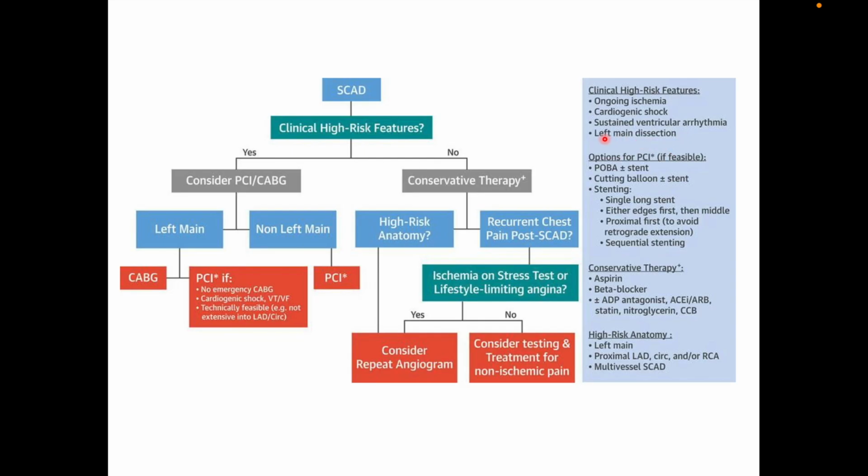So the different options for revascularization here you can see left main, CABG, PCI. So in PCI you can either do just the POBA plus minus stent. Some people use cutting balloon. Some people use a single long stent to cover both the edges so that it doesn't squeeze further. Then some people would stent either the proximal or the distal edge first, then come to the middle part. Some people would do proximal stent first to avoid retrograde extension or sequential stenting. So there are different ways of dealing with it.